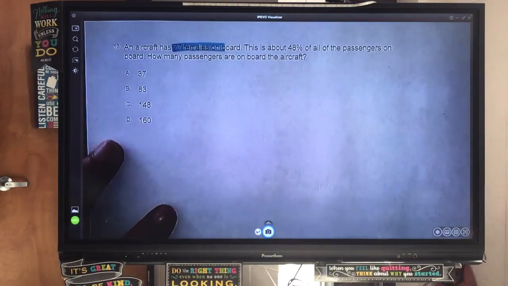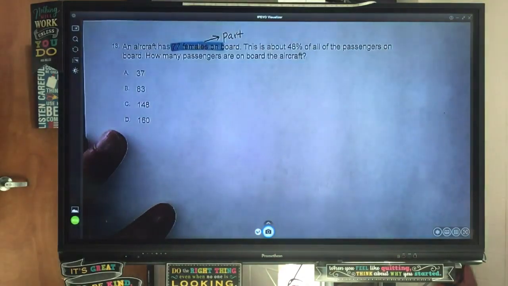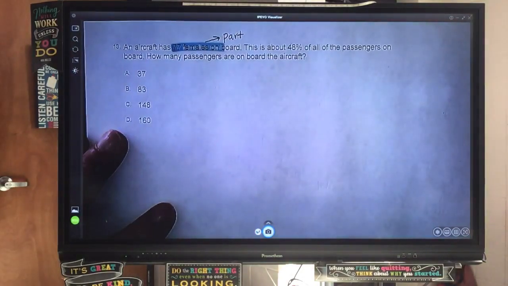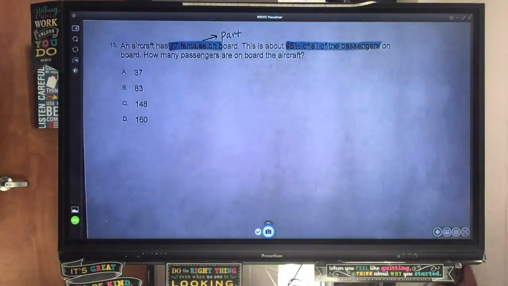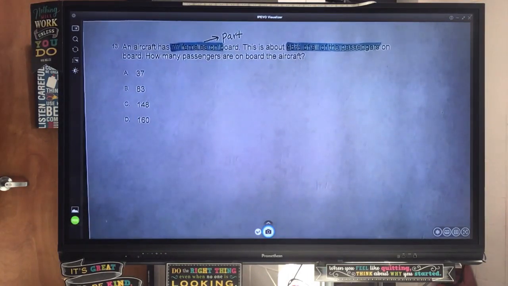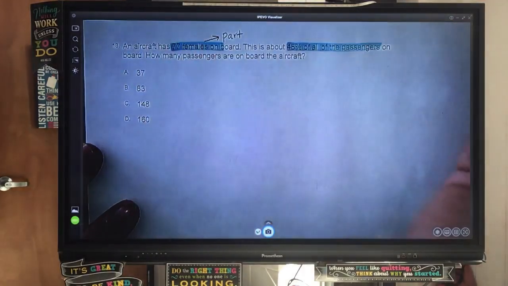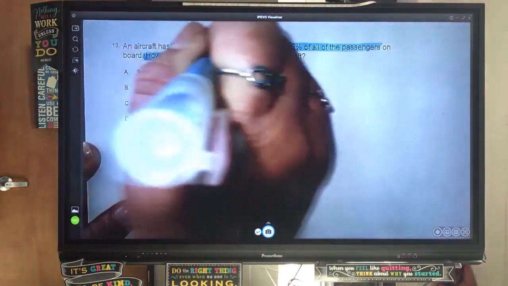The part. Why is it the part? It says 77 females on board. This is about 48% of all passengers. Perfect, of all the passengers. So that's really important because every other question today has been what? The whole. So do not get caught up in the lull of thinking everything is going to be the same. Alright, Camden, what's the last bit that's important on this one? 48% of all passengers. Okay, and how many passengers are on board the aircraft?